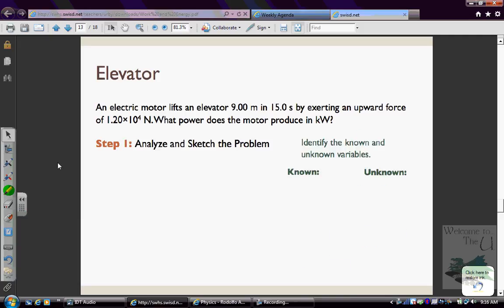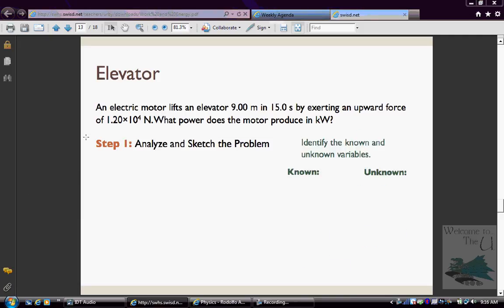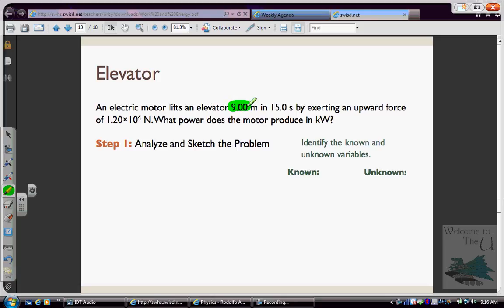So let's go ahead and take a look at this example problem. It says that an electric motor lifts an elevator 9 meters, so that's going to be a distance, a displacement, in 15 seconds, so that's our time, by exerting an upward force of 1.20 times 10 to the 4th newtons. And they want to know what power the motor produces in kilowatts.